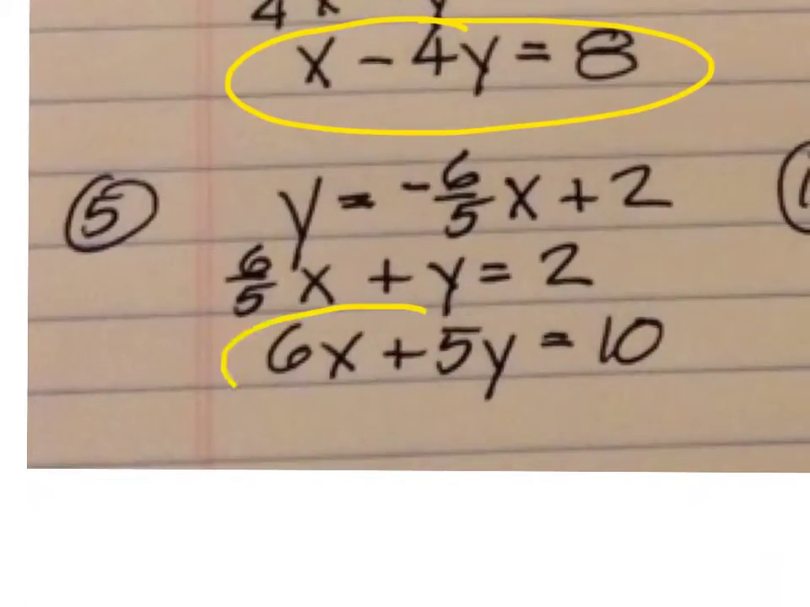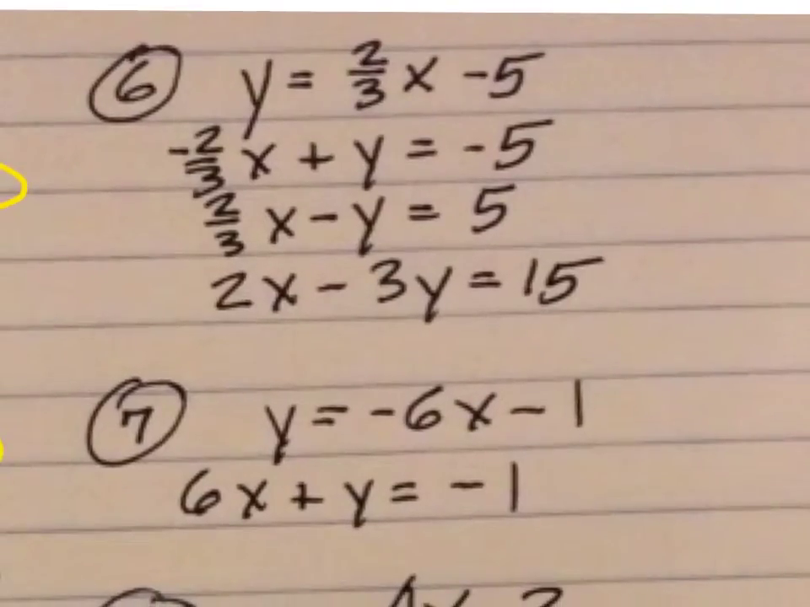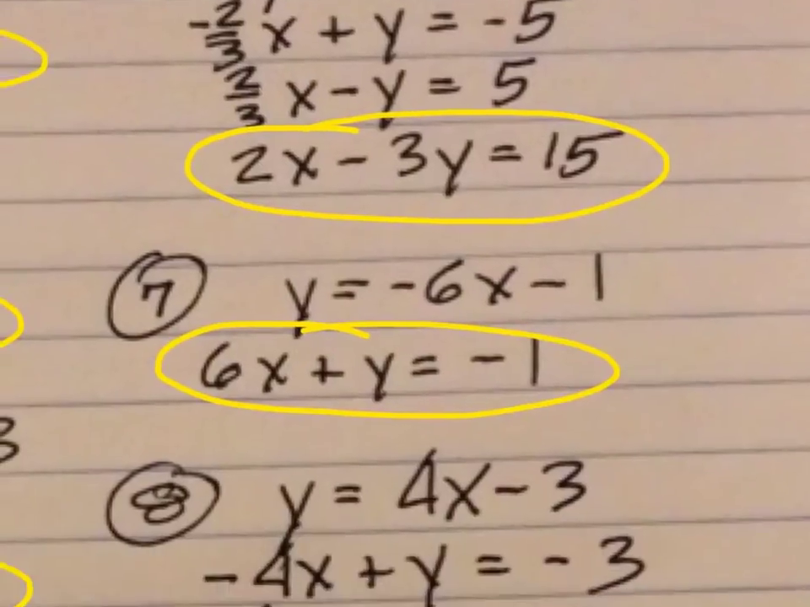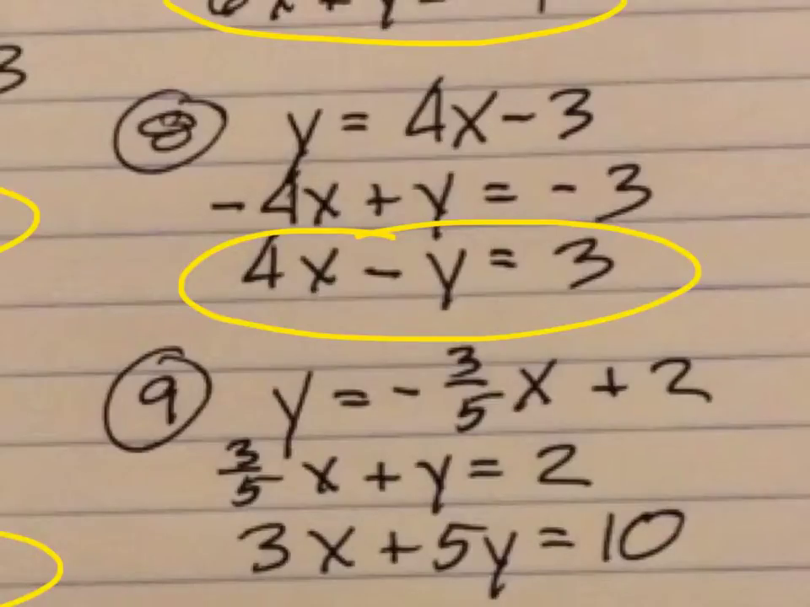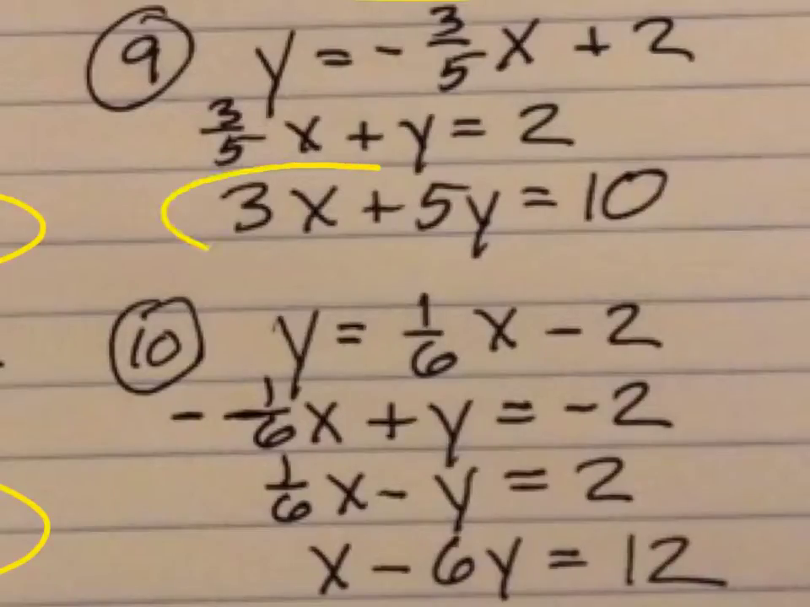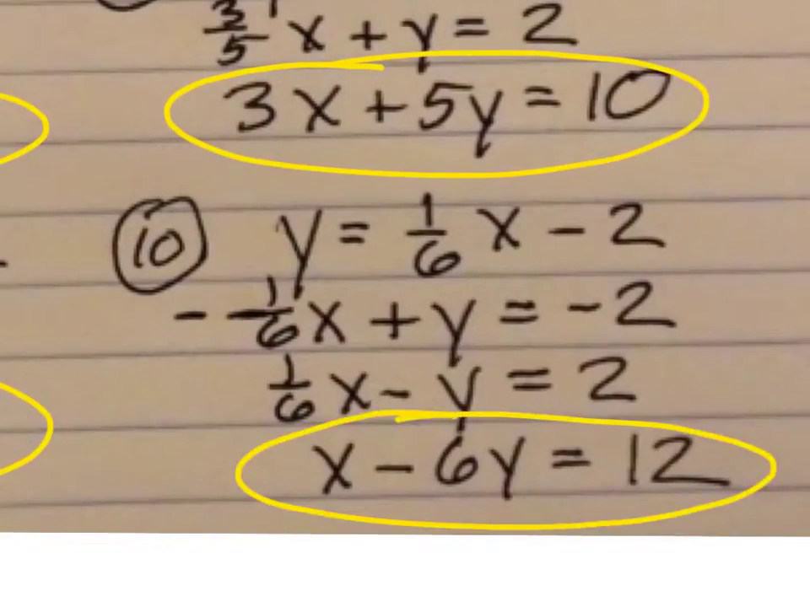And 5 is 6x plus 5y equals 10. Number 6 is 2x minus 3y equals 15. 7 is 6x plus y equals -1. 8 is 4x minus y equals 3. 9 is 3x plus 5y equals 10. And 10 is x minus 6y equals 12.